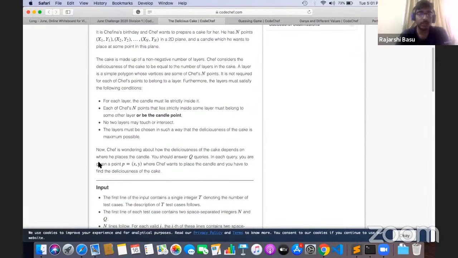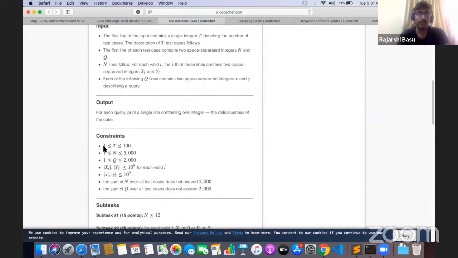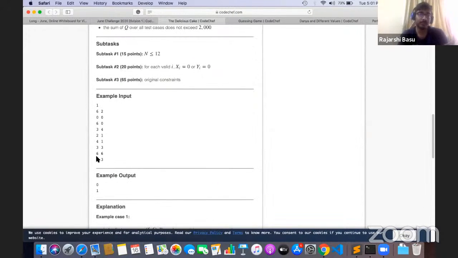And what you have to do is, for a given candle point, you have to distribute all the points into the maximum number of layers, and basically you have to output that maximum number of layers here.